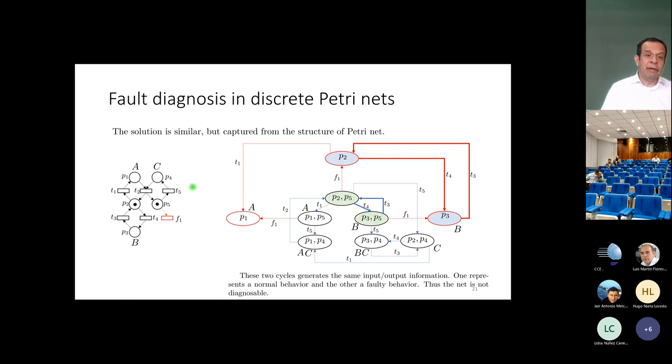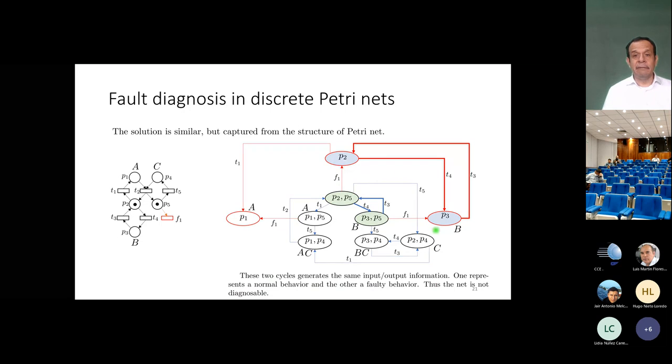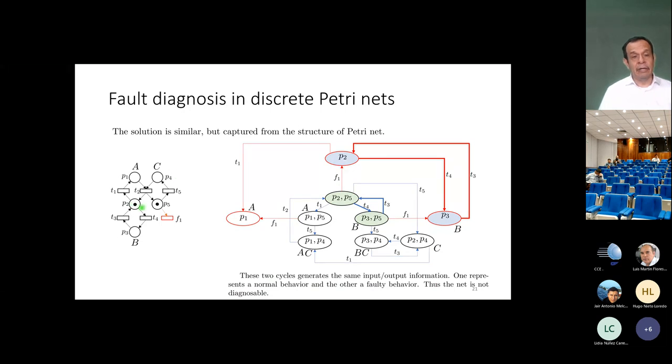problem. Now, if I expand from this net the reachability graph, I will notice that if I have this initial marking P2, P5, then I can fire T4 and then T3, and I will develop this cycle. And as you can see, I am turning off the sensor B and then turning on the sensor B.